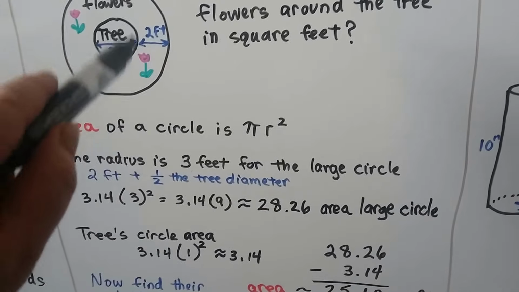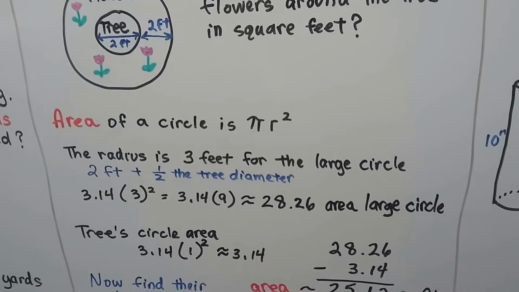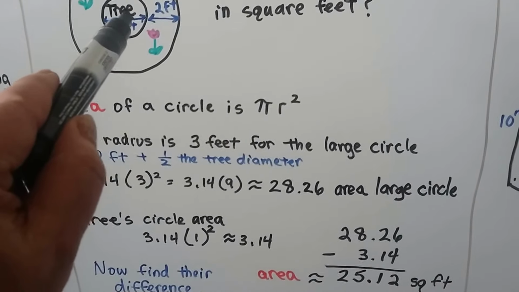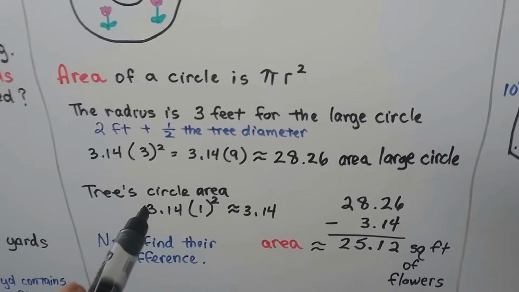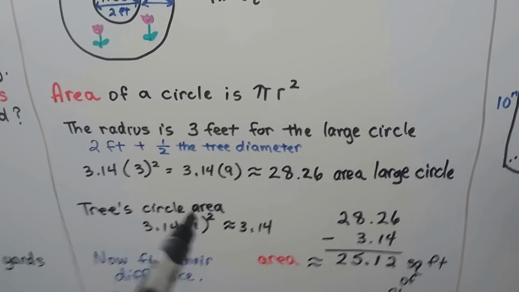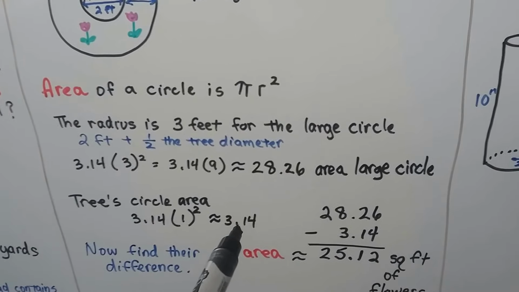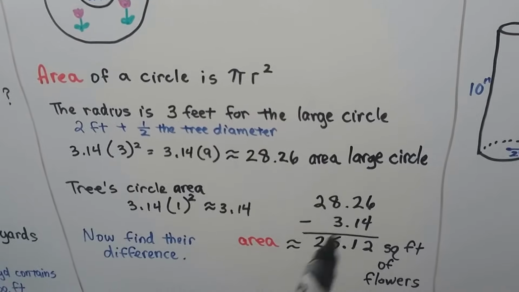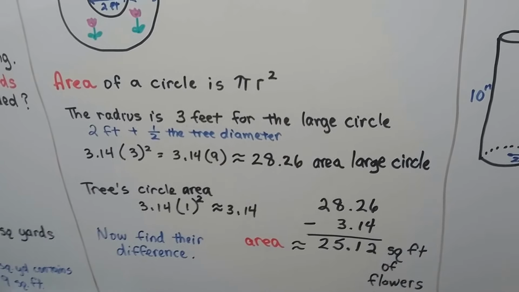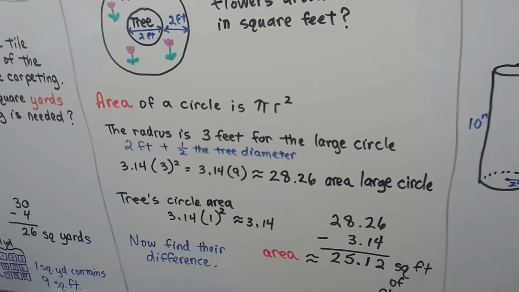Now we need to find the area for the tree trunk and subtract it from there. Then we'll know the area of the flowers, won't we? Well, we know that the radius is a 1 for just the tree trunk. So we're going to do 3.14 times 1 squared. Well, 1 squared, 1 times 1 is 1. So we just have 3.14 times 1. And that's going to be about 3.14, isn't it? We find the difference, and we find out that the area for the flowers is approximately 25.12 square feet. Okay?